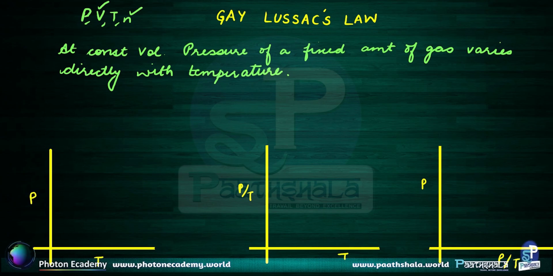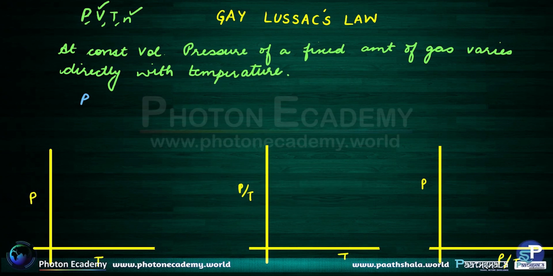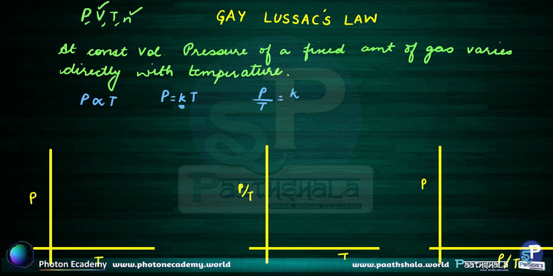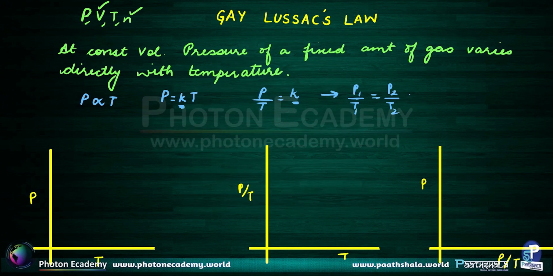Okay, so we take them to be true. According to this law, at constant volume, pressure is proportional to temperature. That is, P is directly proportional to T. Or we can write it as P is equal to KT, or P divided by T is equal to K. Now remember that this K is also experimentally found out, or in further cases we'll see that it comes from the ideal gas equation. But for now, take it to be a constant which is found out experimentally by the scientist. So from this, we can conclude that P1 divided by T1 will be equal to P2 divided by T2 will be equal to P3 divided by T3, and so on.